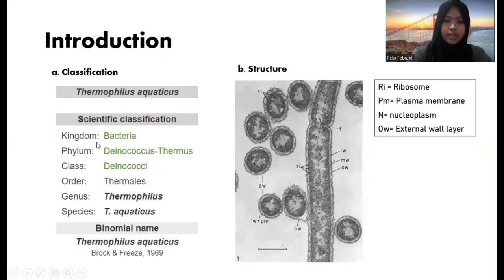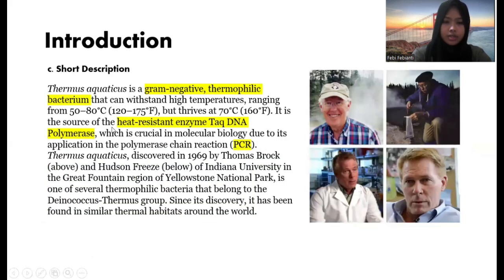This is the classification of Thermus aquaticus. The structure of Thermus aquaticus consists of ribosome, plasma membrane, nucleoplasm, and external wall layer. Thermus aquaticus is a gram-negative bacteria that can withstand high temperature, ranging from 40 to 80 Celsius. It is the source of the heat-resistant enzyme Taq polymerase, which is crucial in molecular biology due to its application in the polymerase chain reaction, or PCR.